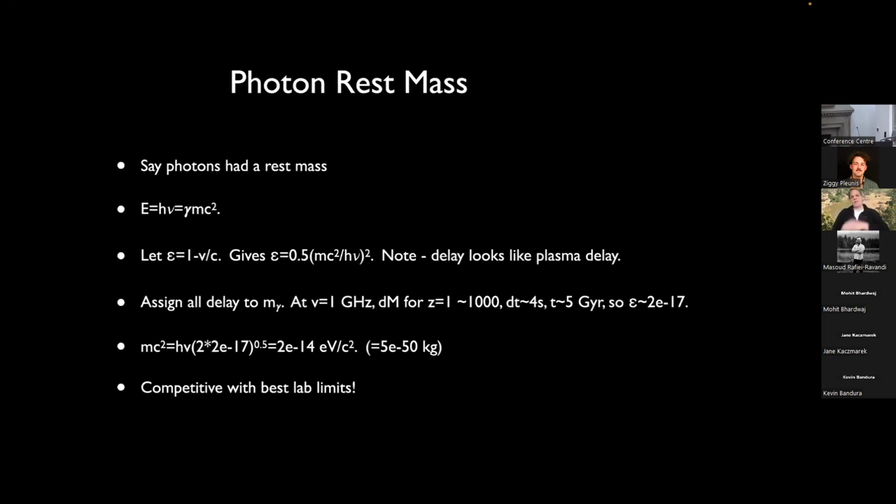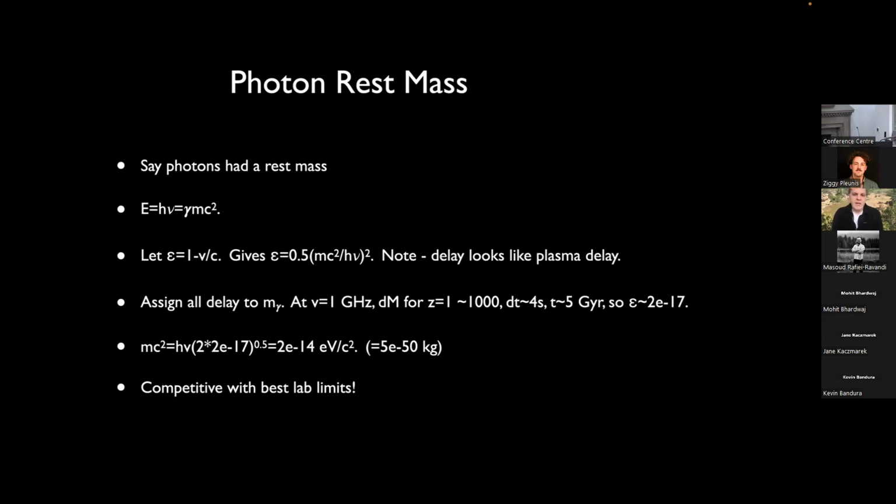And so one of the fun things you can do with this in fundamental physics is talk about the photon rest mass. So say photons had a rest mass, well, E is gamma mc squared then, and you chunk through special relativity equations and let epsilon be the difference between the speed of a photon and the speed of light, the fractional difference. And you work this through, and you get that the fractional speed difference goes like a half times the photon rest energy divided by h nu, the photon actual energy, squared.